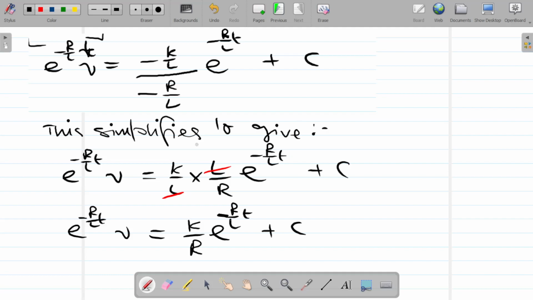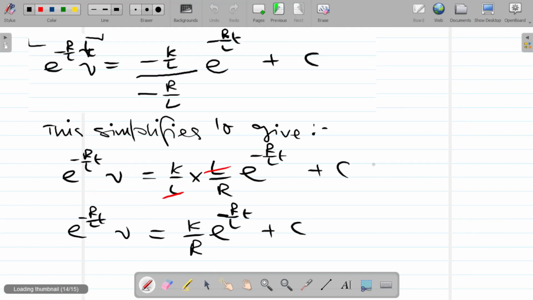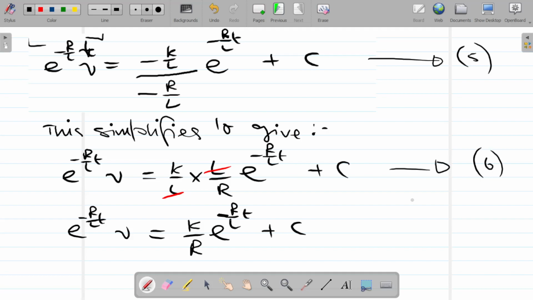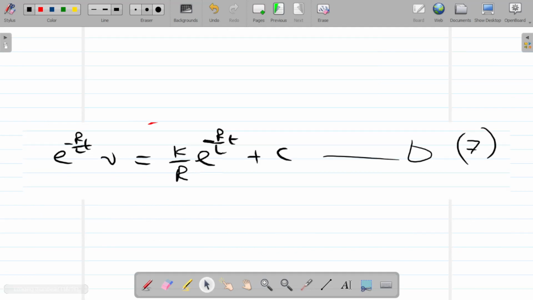And I haven't given these equation labels, have I? So let's call that equation 4, equation 5, equation 6, equation 7. I'm writing a bit fast here. But anyway, we'll cut and paste that equation 7 and go on to a new page.